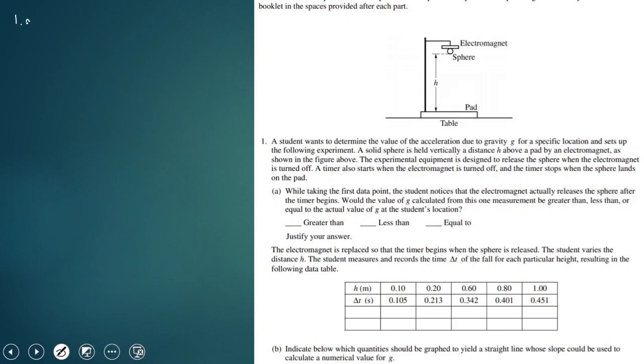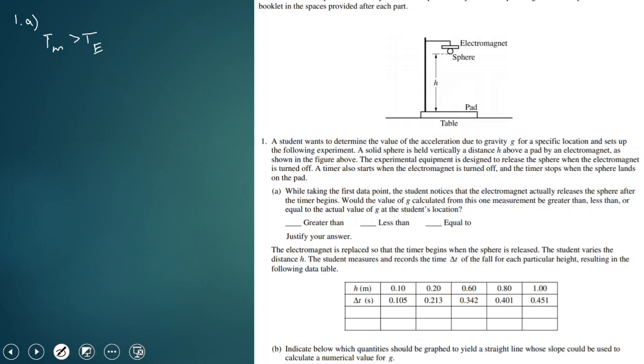Okay. So for 1a, one of the conceptual things that you needed to notice here is that if the electromagnet releases it after the timer begins, there's going to be a small portion of time where the timer is still running, but there's no actual acceleration on the sphere. It's still at rest because the electromagnet is still holding it up. And so the total time, so I'll write measured time as Tm, is greater than the expected time, Te. So our measured time is greater than the expected time. Because of that, we're going to have a greater total amount of time.